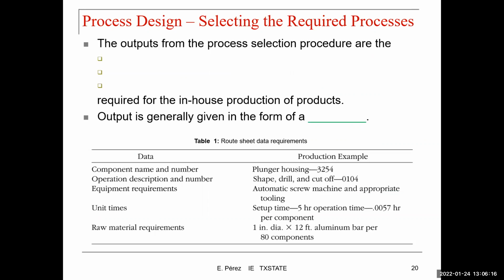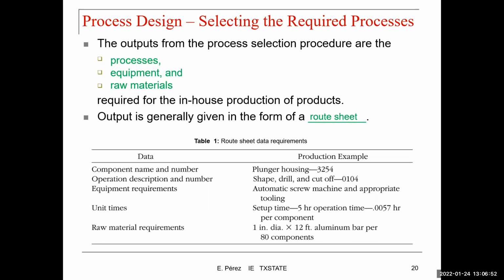The output from the process selection procedure are the processes, equipment, and raw materials required for the in-house production of products. Output is generally given in the form of a route sheet. Okay, so this output is summarized and given in the form of this document. And I'm showing you an example here at the bottom of this slide. Table 1 is the route sheet data requirement.